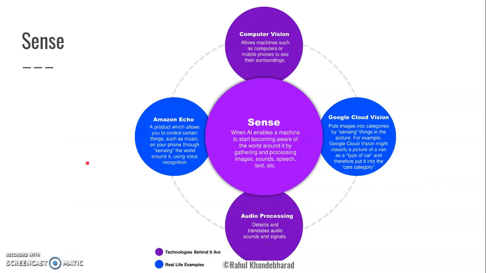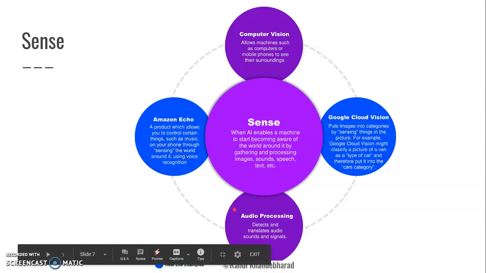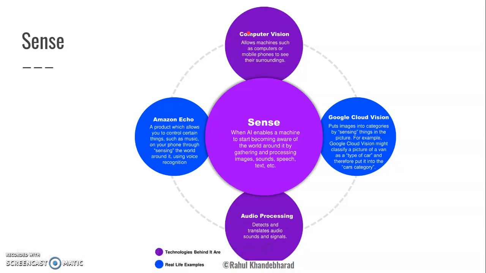When we implement AI in some machines, that AI gives a sense to that machine. So when AI enables the machine, it starts becoming aware of the world by gathering and processing images, sound, speech, text, etc. This can be done by two basic technologies behind it, which are audio processing that detects and translates audio, sounds, and signals, and the second is computer vision that allows machines such as computers or mobiles to see their surroundings.